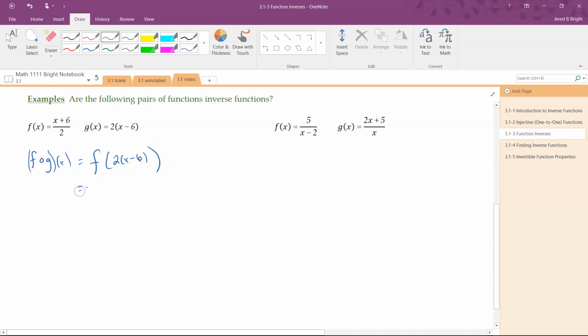When I do this, the only place where there's an x is right there, so I'm going to replace that x with 2x minus 6, and then plus 6, and then over 2. Simplifying, I get 2x minus 12 plus 6 over 2. Those combine and I can reduce. I'm doing a little bit of work in my head, but I end up getting x minus 3, which is not equal to x. I'm comparing it to x because that's what I should get if I do the composition and they're inverse functions. Consequently, since it is not equal to x, I'm going to say not inverse functions.